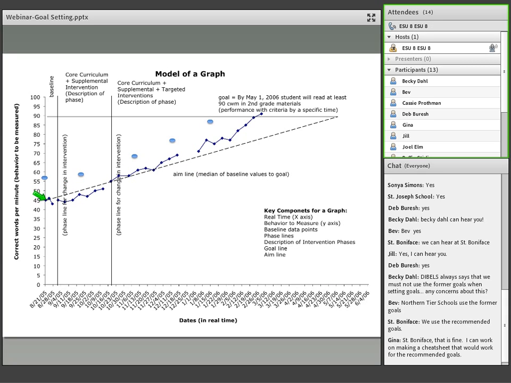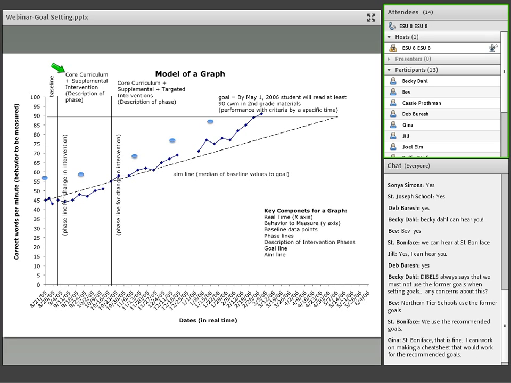We see that there are data points on this chart. So these are just all the data points here. And we see here we have these phase change lines, as I had mentioned just a little bit ago. We want to make sure that you're putting those phase change lines in here because it helps us to really interpret what's going on. So anytime you do something different for a student, you would want to draw a phase change line.